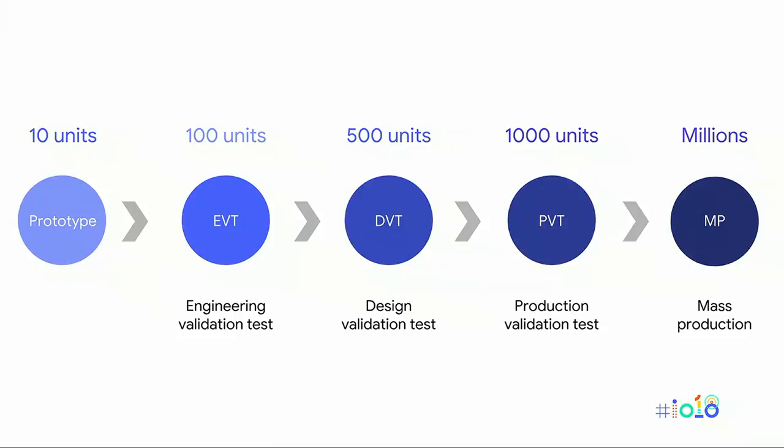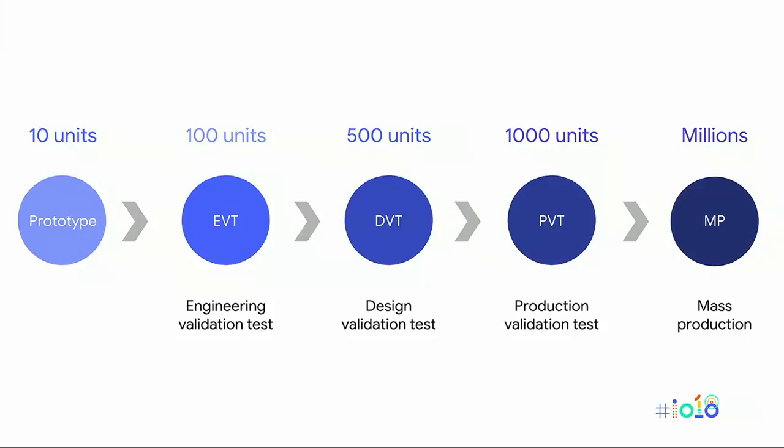During the whole process, though, it's good for you as a product designer to continue iterating on your product, but probably leaning more towards software instead of hardware changes. And I'll show you why. So you've created 10 units, perhaps, in your prototyping phase, right? And then you send those off to the factory. And they're going to run everything through something called a validation test. And you start out with engineering validation tests.